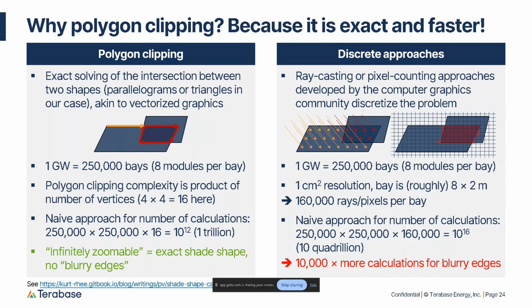So the reason really why we chose polygon clipping is that it is exact, but on top of that, it is faster. So you have a shape that is infinitely zoomable with no blurry edges, whereas with discrete approaches, you have to do 10,000 more calculations, and you still have blurry edges if you zoom close enough.